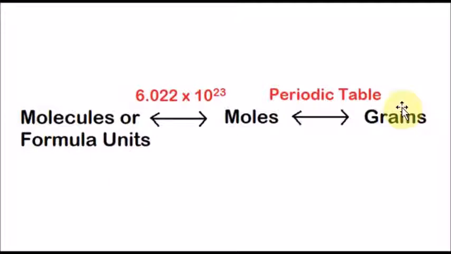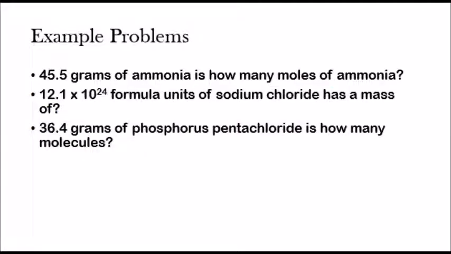If, for example, you want to convert from grams to molecules or formula units, first you'd convert to moles using the periodic table, and then you'd convert to molecules or formula units using Avogadro's number. If you want to convert from moles to grams, you'd use the periodic table. So this is a simple chart, just showing you how to get from one place to the other and what the conversion factors are. I'll use this chart when we do a few practice problems to help you out. So here's a few practice problems.